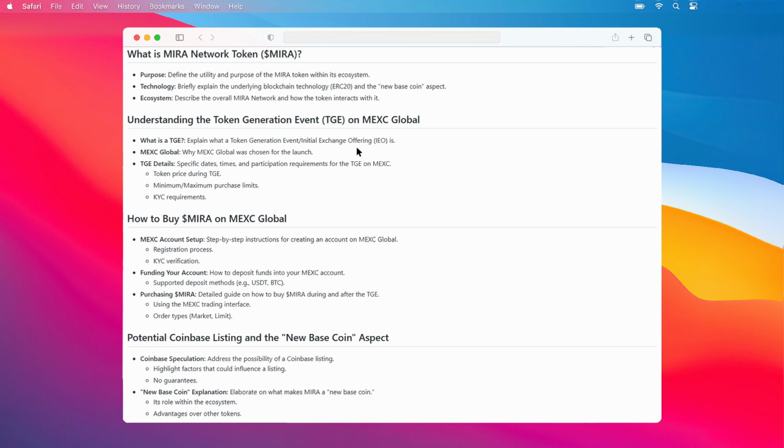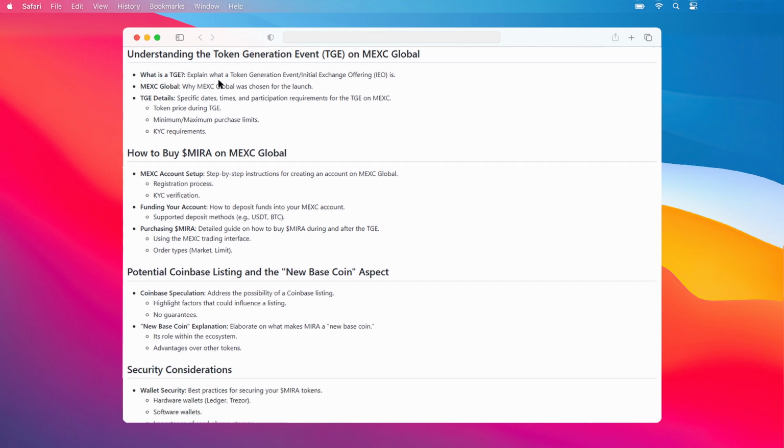We'll unpack the token generation event, or TGE, on MEXC Global. We'll explain what a TGE, sometimes also referred to as an initial exchange offering or IEO, actually is, and why MEXC Global was selected as the launch platform. We'll also cover crucial TGE details, such as specific dates and times, participation requirements, the token price during the TGE, minimum and maximum purchase limits, and any Know Your Customer, or KYC, verification that might be needed.